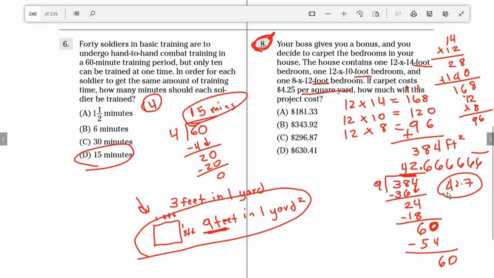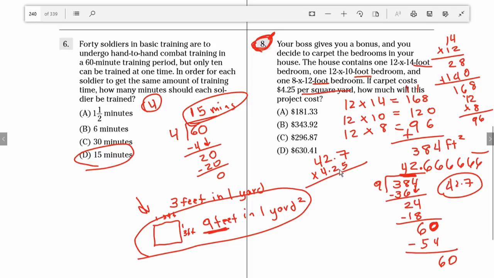Now when I do that, I know that the answer I get is going to be very close to the right answer, but it's going to be slightly bigger since I rounded up. So now I'm going to take 42.7 and multiply it by 4.25. Again, that's the total square yards of all the rooms, and that's the cost per square yard. Again, I did the conversion there.